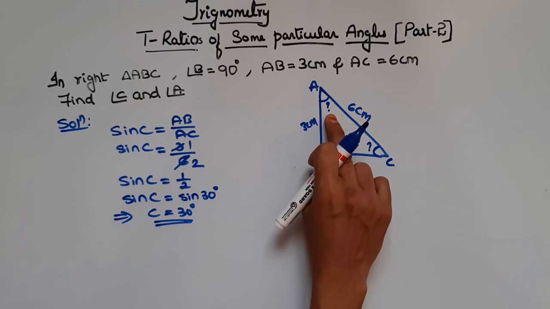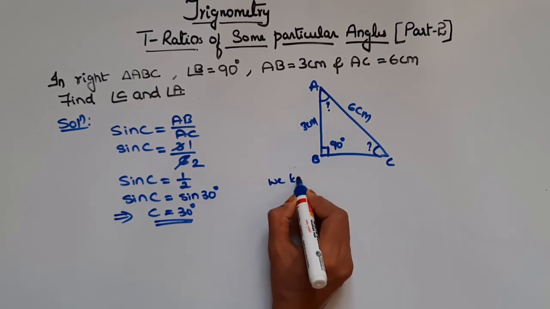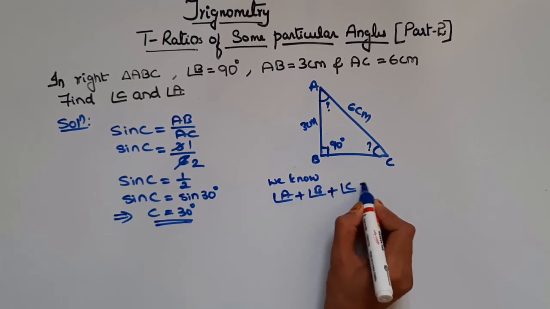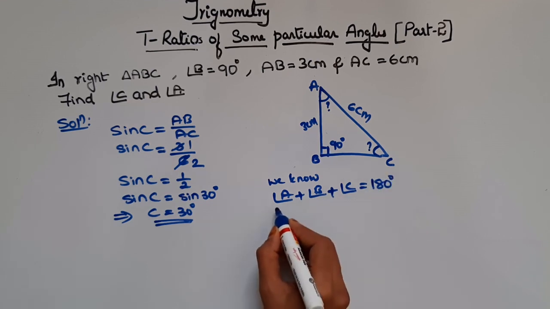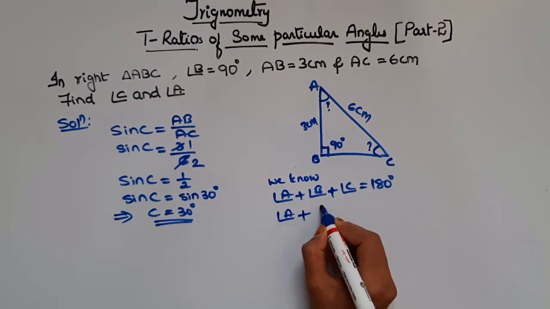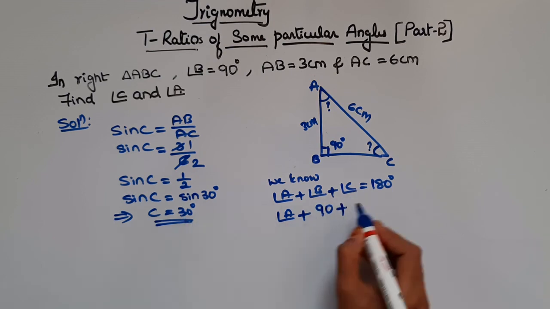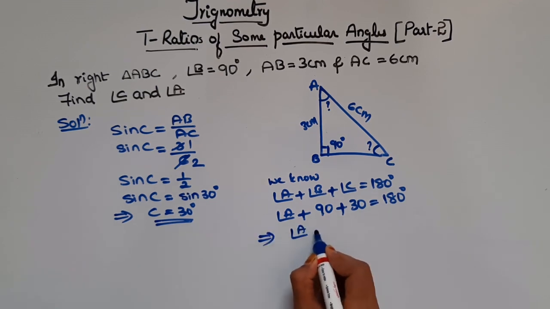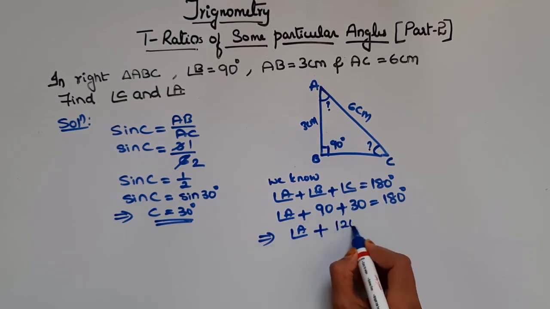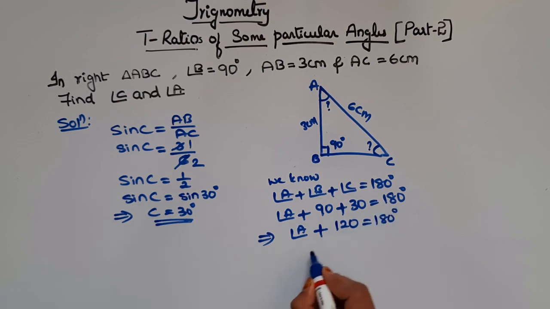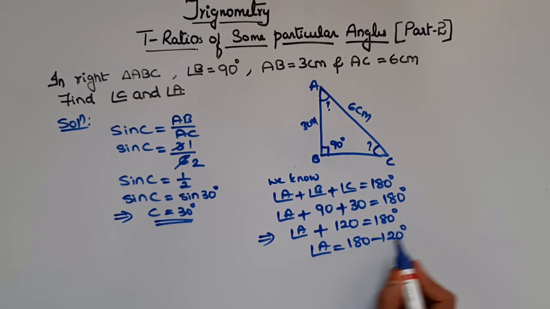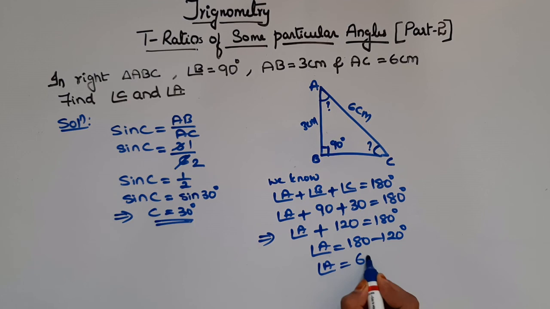Now it is easy to find the angle A, right? So now we know in a triangle, angle A plus angle B plus angle C is equal to 180 degree. So now we don't know A, plus angle B is 90 degree and angle C we got as 30 degree, which is equal to 180 degree, right? Angle A plus 90 plus 30 is 120, which is equal to 180 degree. So therefore your angle A is 180 minus 120, that will give you 60 degree. So your angle A is 60 degree.